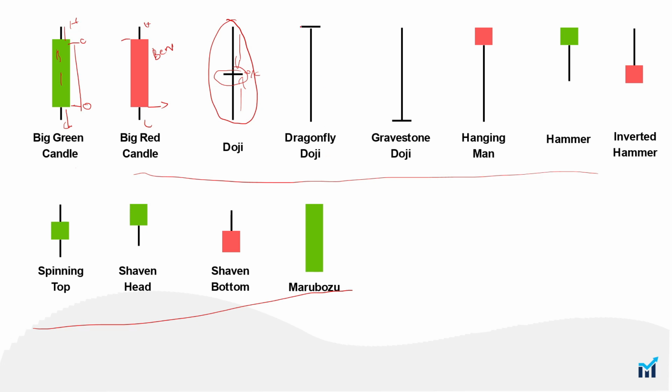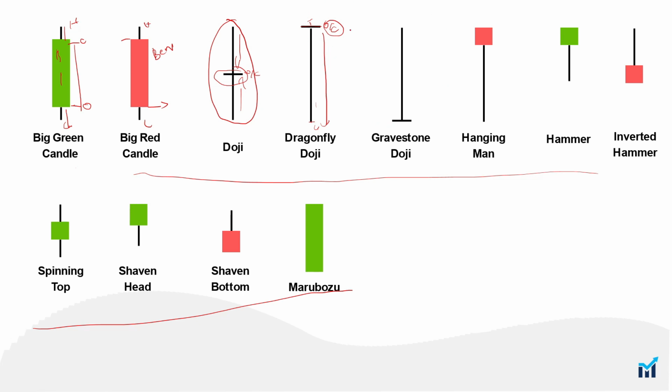What is a dragonfly doji? It opens and closes at the same place. There is no high point. So wherever it has opened from, the market has fallen down. It has made a low, and again it has recovered back to where it opened, and open and close are at the same price, but there is a good amount of low. A long shadow, open and close at the same place.